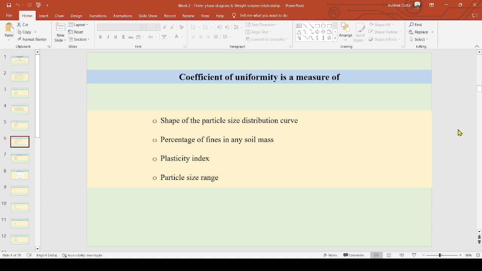I'll repeat the question. Coefficient of uniformity is a measure of. The options are shape of the particle size distribution curve, percentage of fines in any soil mass, plasticity index, or particle size range.